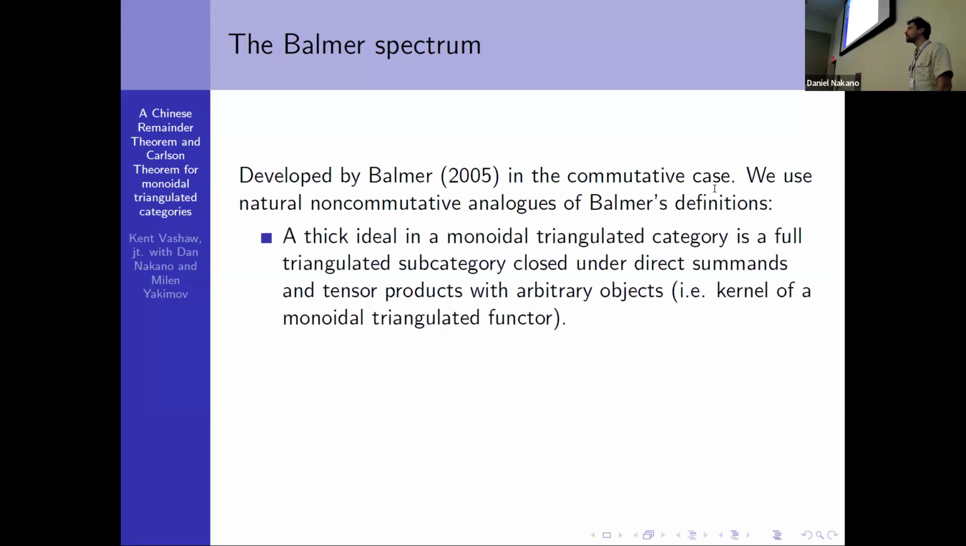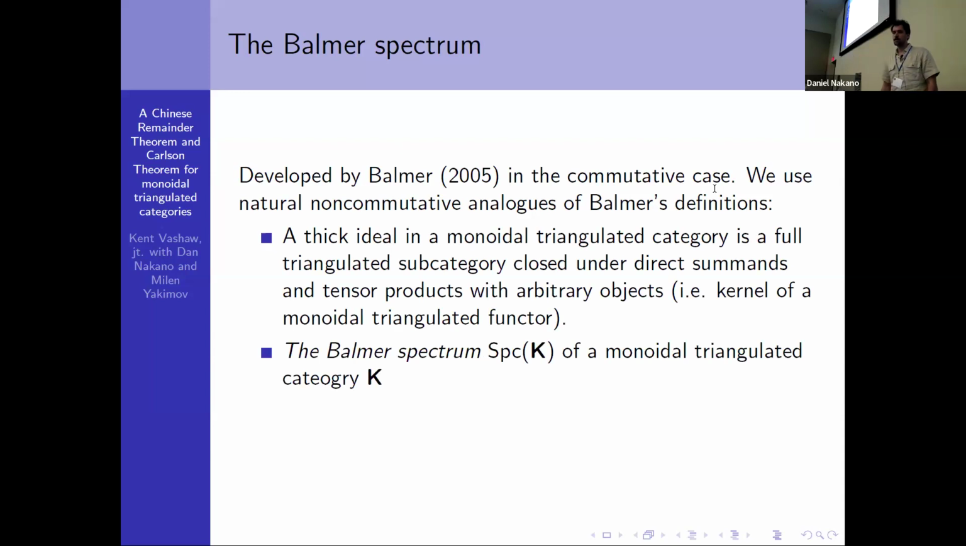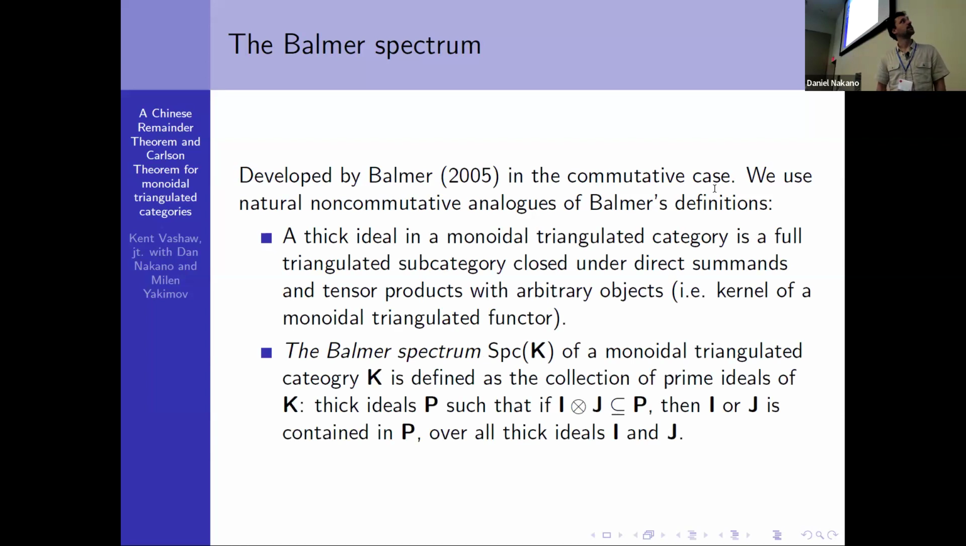So a thick ideal in a monoidal triangulated category is just a full triangulated subcategory closed under direct summands and tensor products with arbitrary objects. Or if you prefer, you can think of this as just the kernel of some monoidal triangulated functor, just like an ideal in ring theory is supposed to be the kernel of a ring homomorphism. And the Balmer spectrum is just the collection of prime thick ideals.